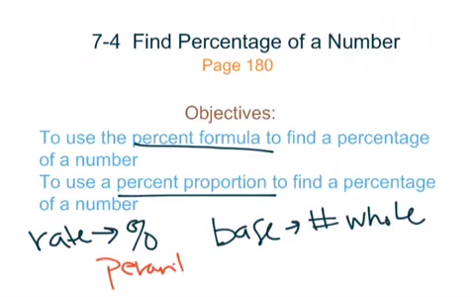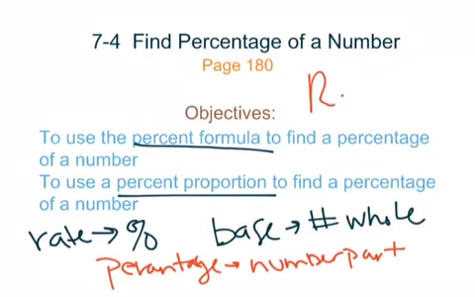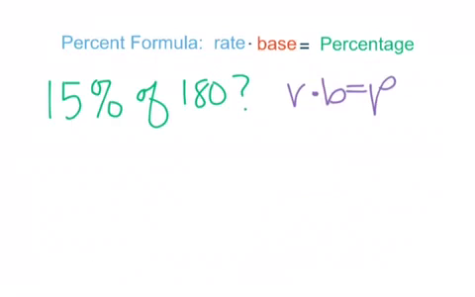And you're like, why isn't that the percent? But you'll see. The percentage is the number. It's part of the whole. Okay? So you're going to see rate times base equals percentage. Okay? Alrighty, so that is the percent formula. So rate times base equals percentage.